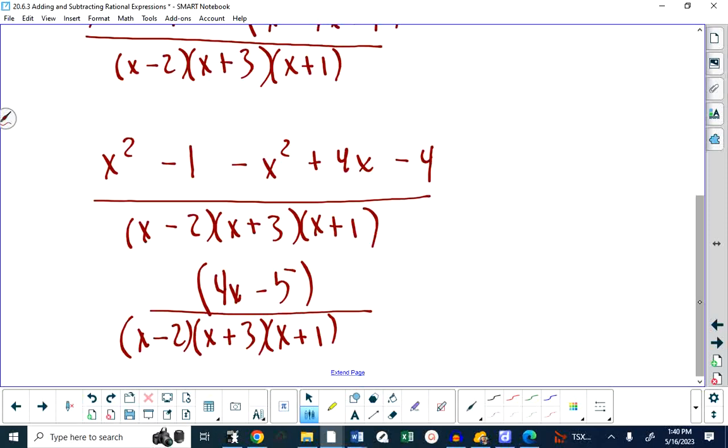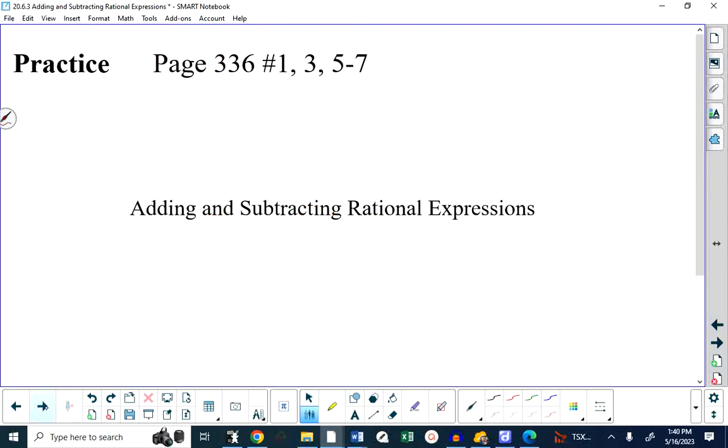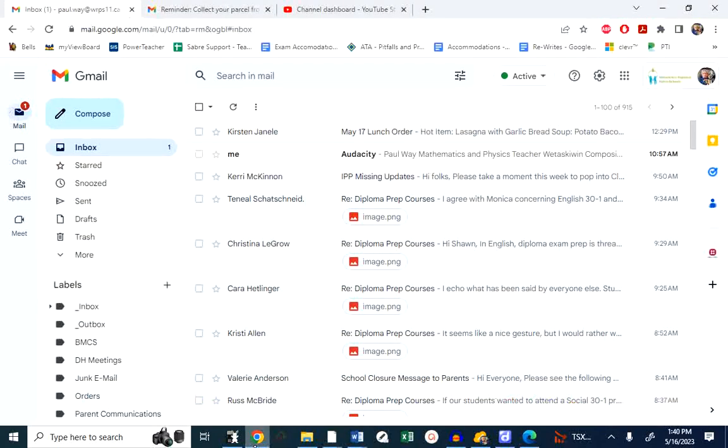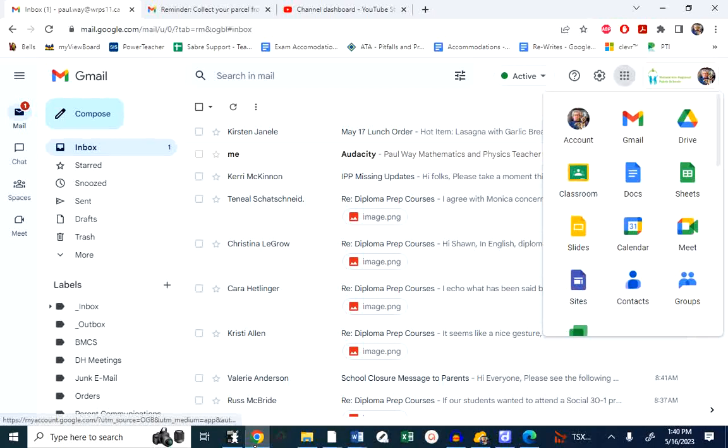Okay. So page 336, a bunch to practice dealing with adding and subtracting rational expressions. I want to just take a quick look at something.